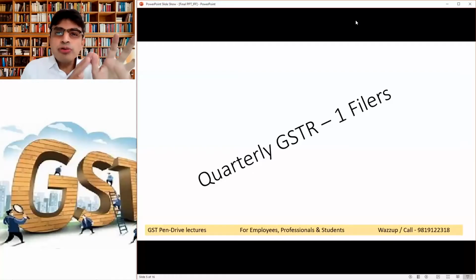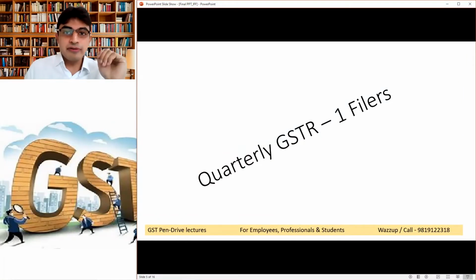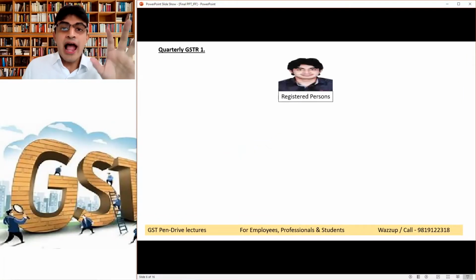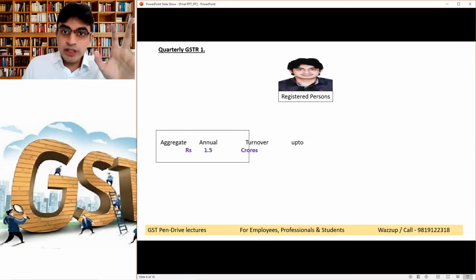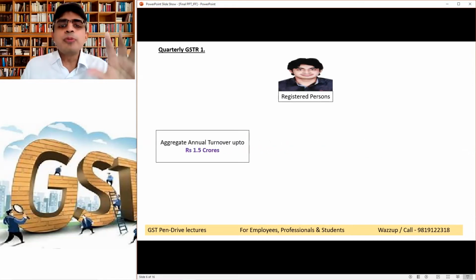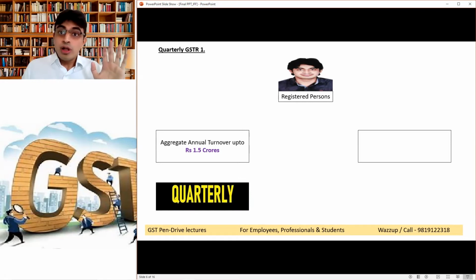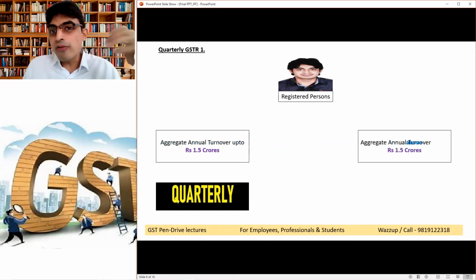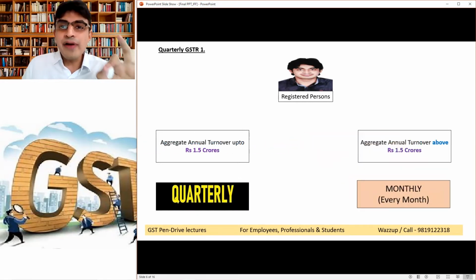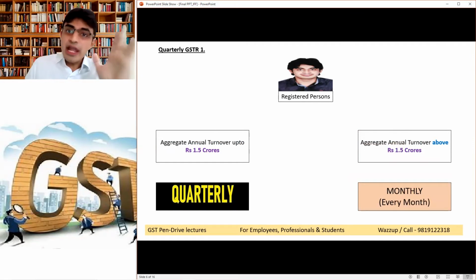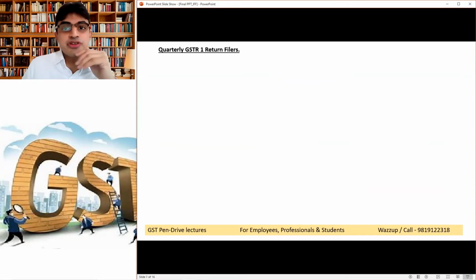Now let us see how this Rule 36 sub Rule 4 is going to affect the quarterly GSTR1 filer. See, suppose I am a registered person. My turnover is up to rupees 1.5 crore. Only below 1.5 crore, up to 1.5 crore. I can file GSTR1 quarterly. Every 3 months, one return. But if my turnover is above 1.5 crore, I have to file GSTR1 every month. So this is the option available to the registered person.